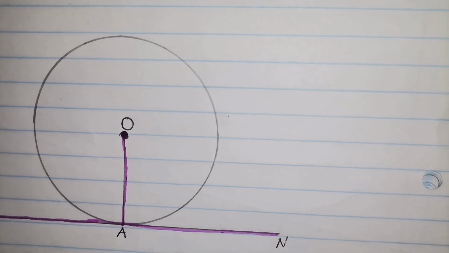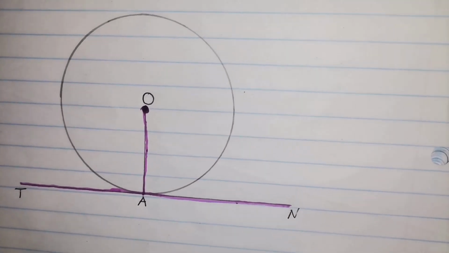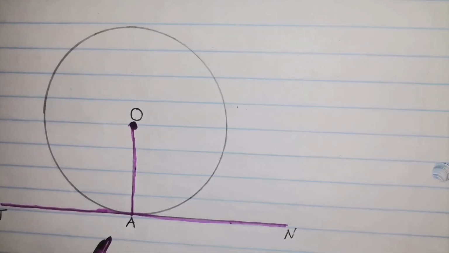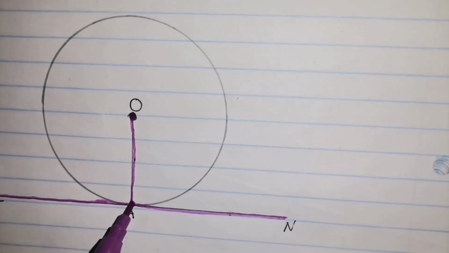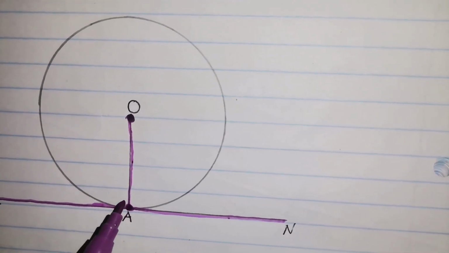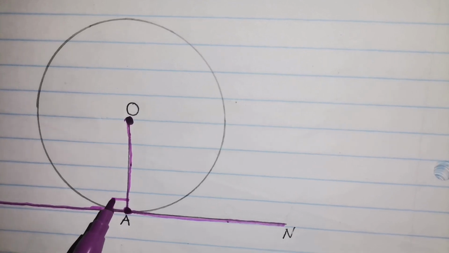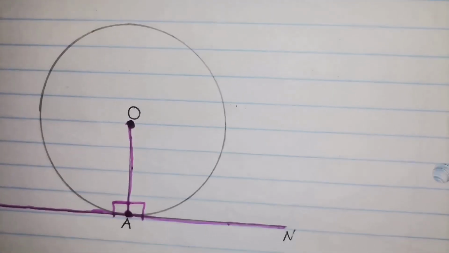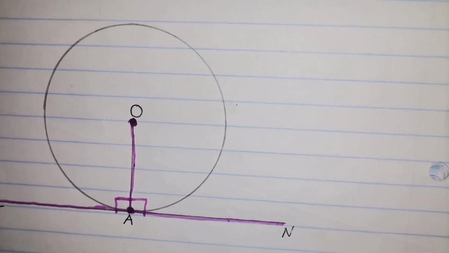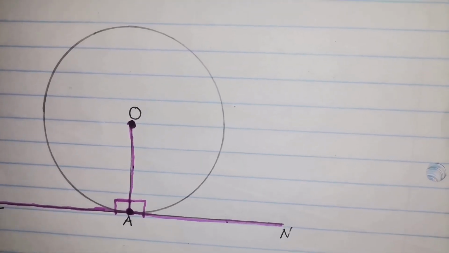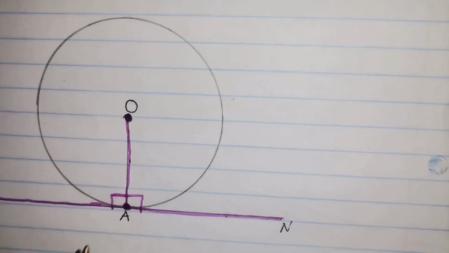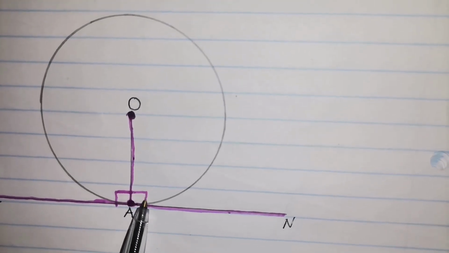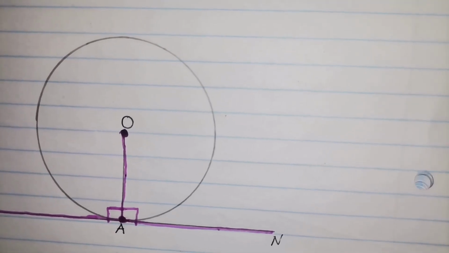Basically, where these two lines, our radius and our tangent, meet at point A, the point of contact, they are perpendicular. Basically, we have a 90-degree angle here on both sides. I hope you clearly, properly understand the theorem, what it says, guys. At this point of contact, they form a 90-degree angle.